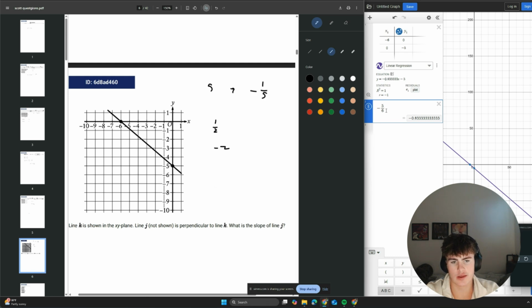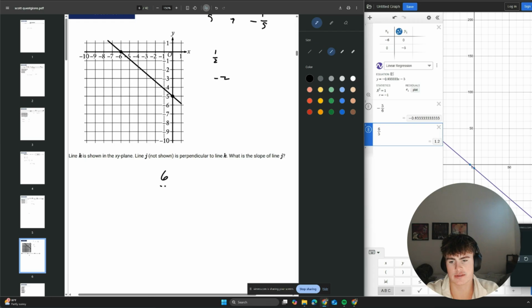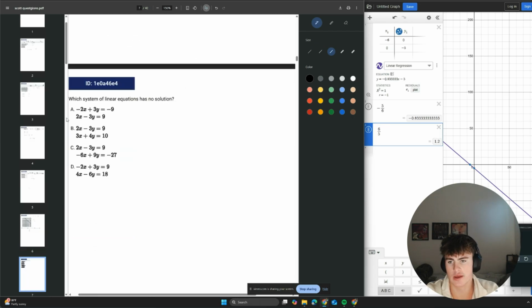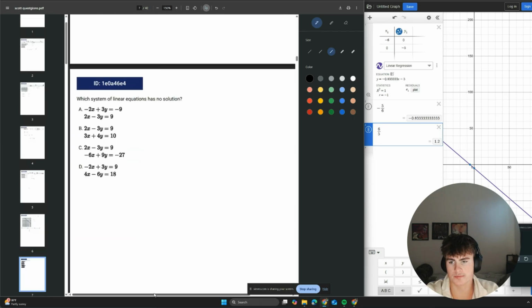So here, you're making the negative reciprocal of -5/6, so you have to flip the sign and then flip the numbers. So it turns into +6/5, which is the answer. And you can put 1.2 if you wanted to. This one is really, really simple.